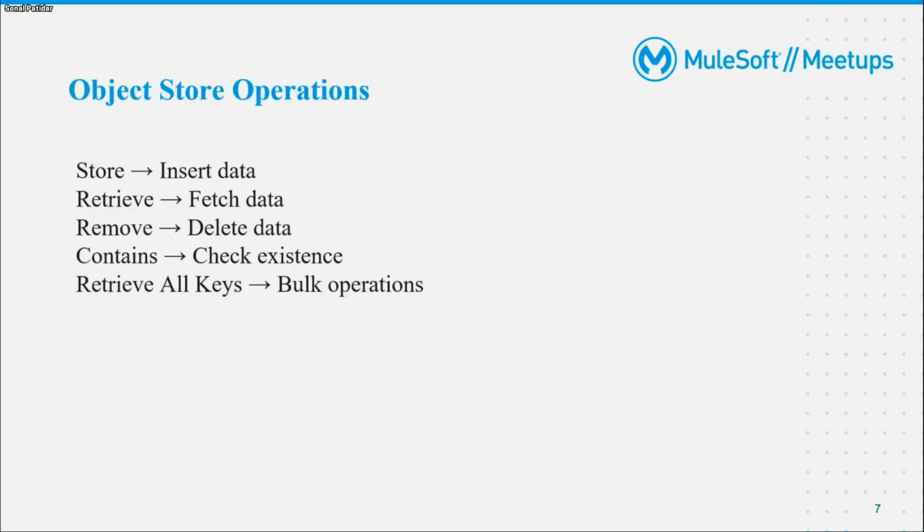There are some basic operations of object store. Store to save the data, retrieve to fetch data, remove to delete the data, contains to check existence, and retrieve all keys for bulk operations.